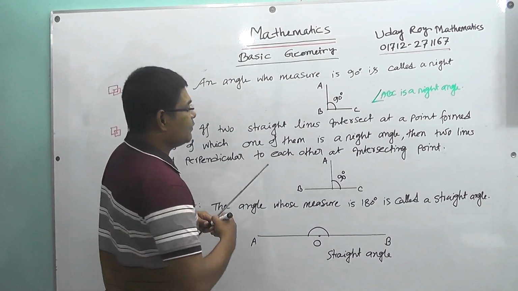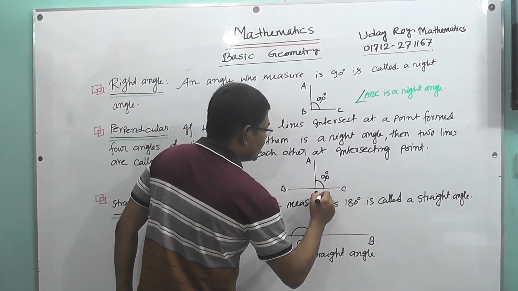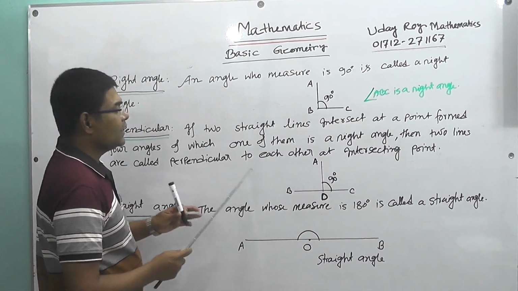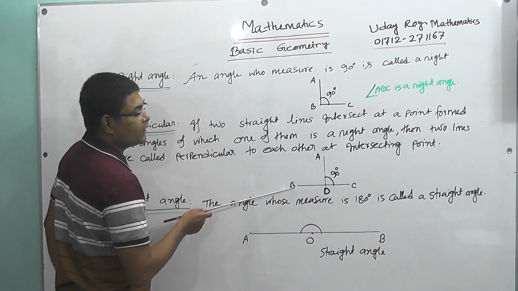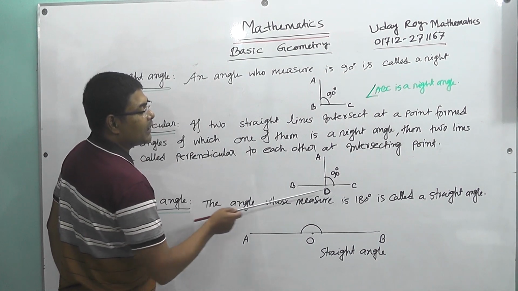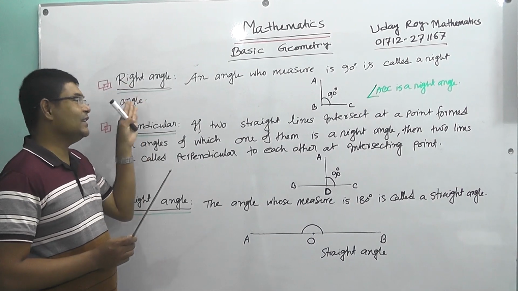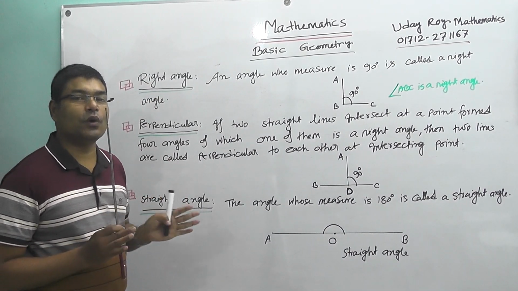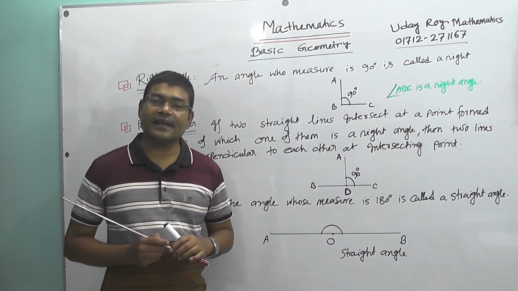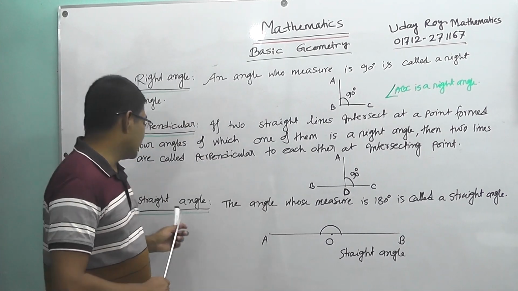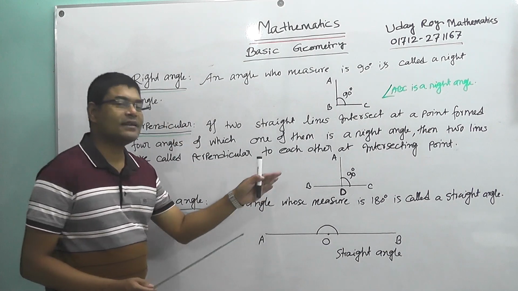Here you can see there is AB, AD. Here is AD, AD perpendicular to BC. Now we have learned right angle and perpendicular, and we have to know straight angle. So what is called a straight angle? The angle whose measure is 180 degrees is called a straight angle.